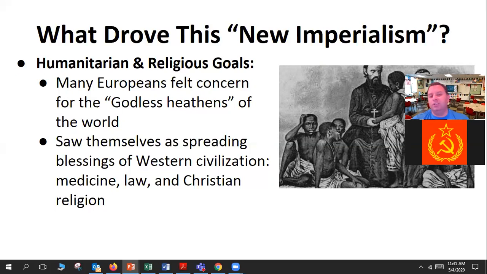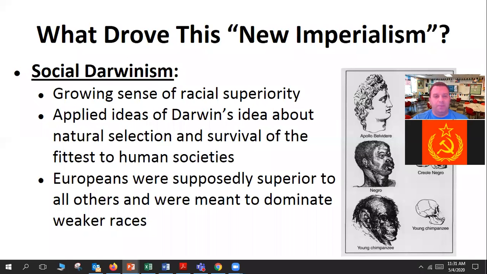In addition to Christianity, they are going there and spreading ideas about how to run a government, how to have a democratic government. They're teaching them about modern European medicine. All of those ideas are being brought by the Europeans to those they believed were savages.